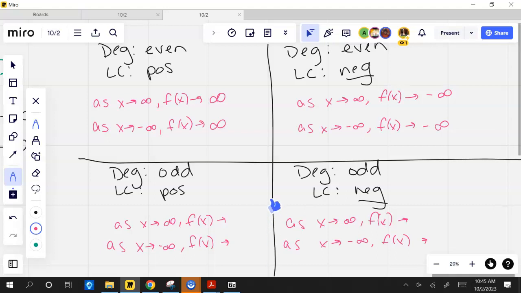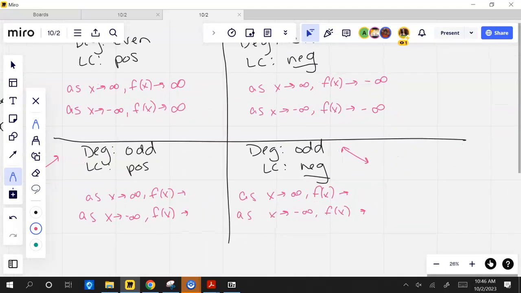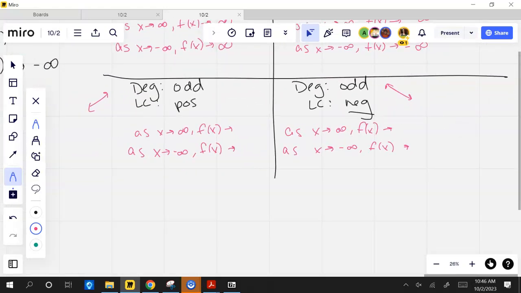All right, how about the bottom row? I've got odd degree, so that means I'm going in opposite directions. So I have to think about, am I going this way or this way? I always think about a line because it's the easiest, most basic odd degree that I can think of, right? And I think about a line with a positive slope because that would be a positive leading coefficient. And then I think about a line with a negative slope because that would be a negative leading coefficient, yes? Even just one example that fits these criteria will give me enough information to figure out the end behavior.